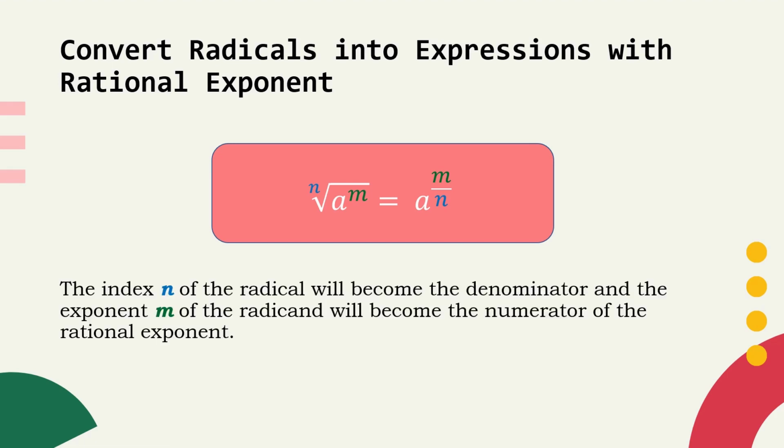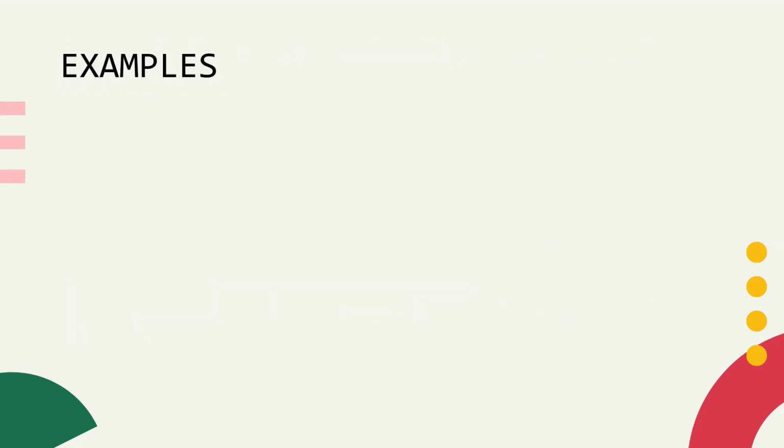As you can see, the index n of the radical will become the denominator, and the exponent or power m of the radicand will become the numerator of the rational exponent. And that is how we can easily convert radicals into expressions with rational exponent. Let's see and apply this rule into our examples.